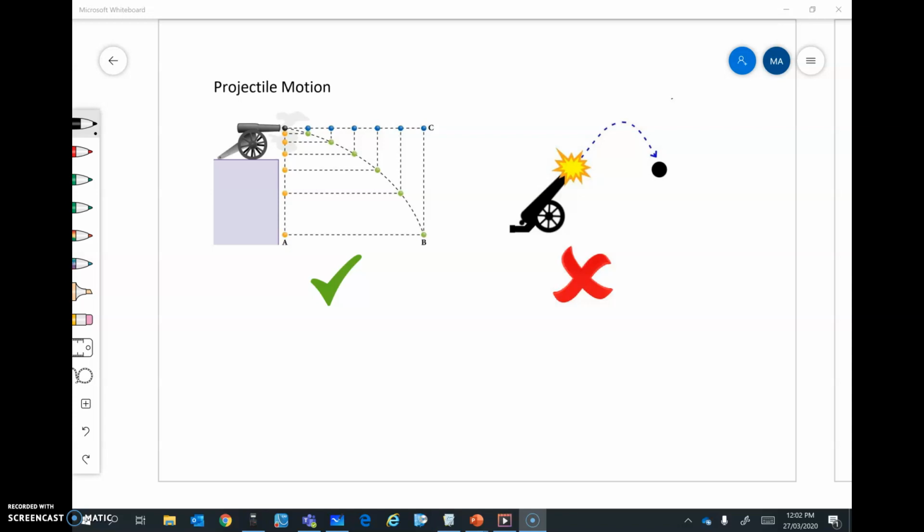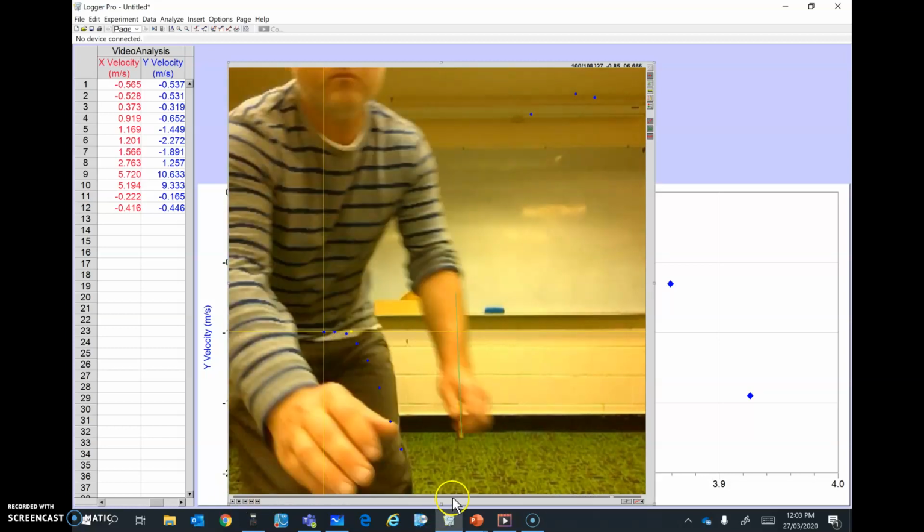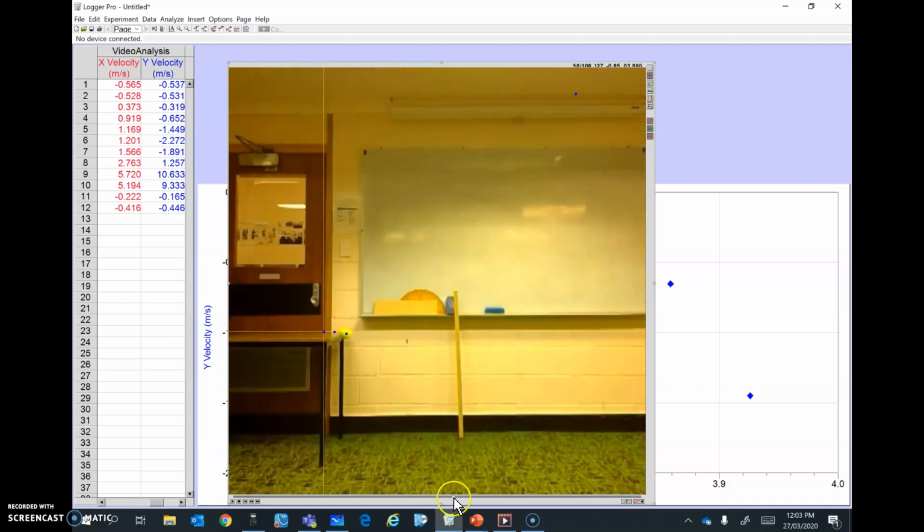So with projectile motion, we're talking about motion like this one in this video here. In this one, I'm going to roll a tennis ball off a table and it will be projected horizontally off that table. So there it goes. Okay, so I'll just stop that, go back a little bit.